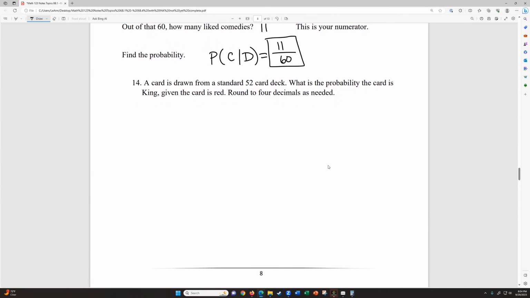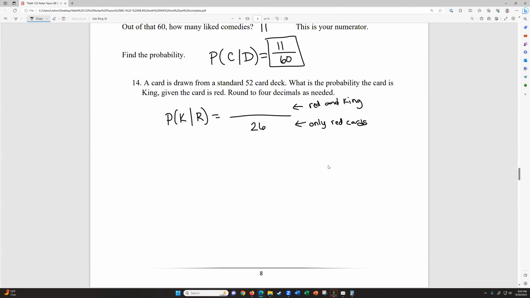A card is drawn from a standard 52 card deck. What is the probability that the card is a king given, which means I already know, the card is red? So when we think about this, we need to only do red cards in the bottom. So only red cards in the deck. On the top, we need them to be red and the thing I'm looking for after I know it's red, which is king. Okay. So red cards are half of a deck. So instead of 52 cards, that would be 26.